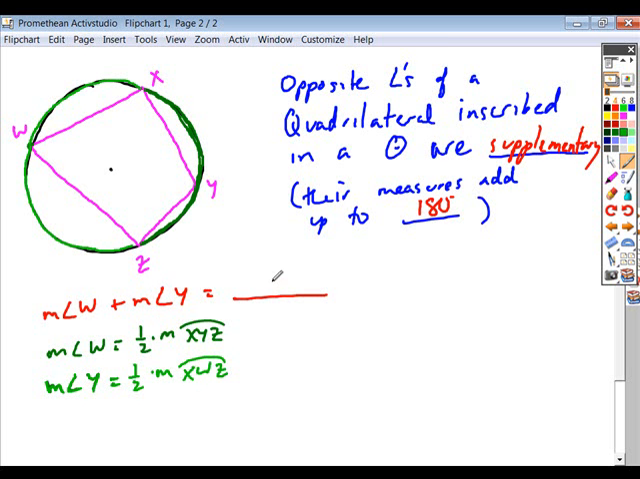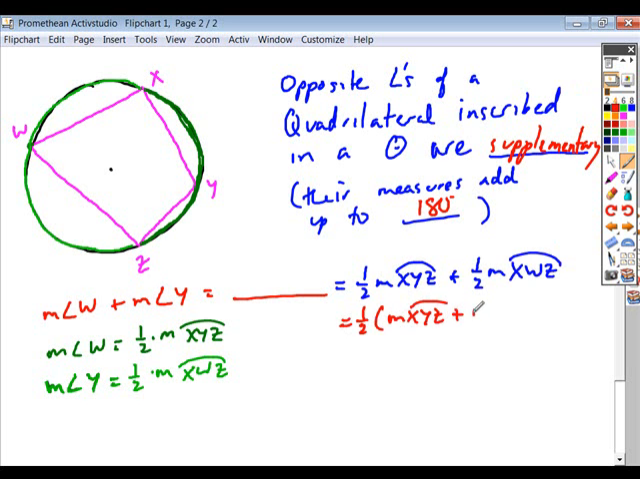So if we look at the total sum right here, we can go ahead and calculate, replacing angle W with one half the measure of x, y, z, and angle Y with one half the measure of x, w, z. Now between these two terms we can remove a common factor of one half, leaving the arc measure x, y, z plus x, w, z.